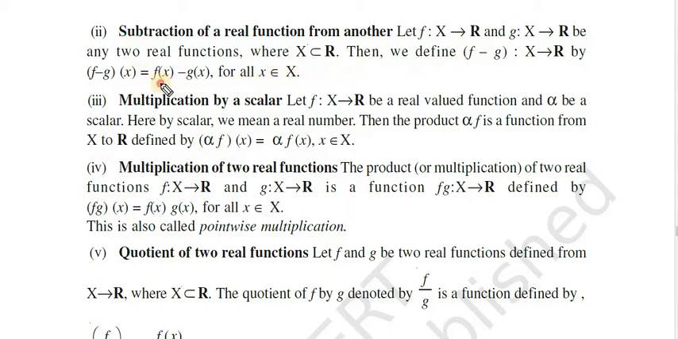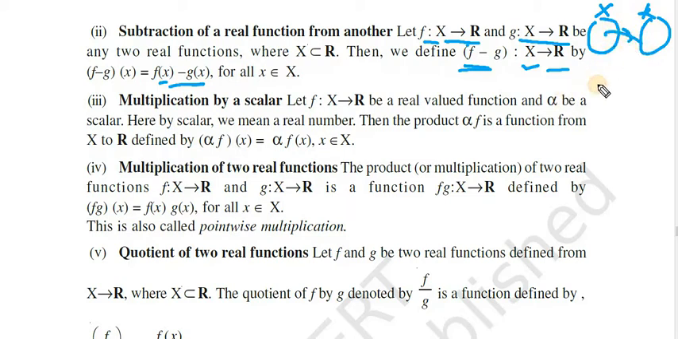(f minus g)(x) will be what? f(x) minus g(x), where f is a function from X to R, and g is a function from X to R. So we define f minus g from X to R like this. Okay, this is the definition. Whenever you have to find (f minus g)(x), you see, f is a function from X to R. This is X and this is R, so it goes from this to this.